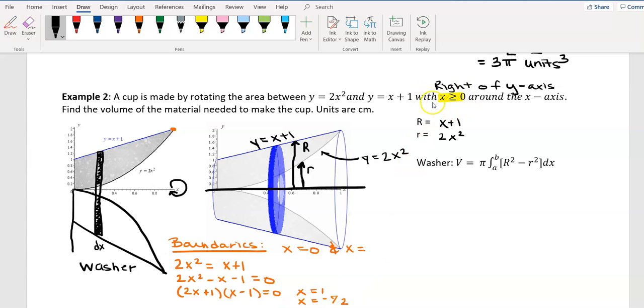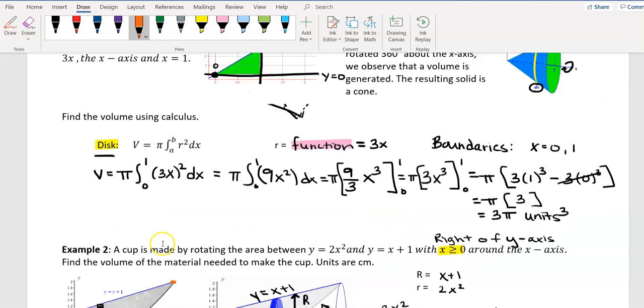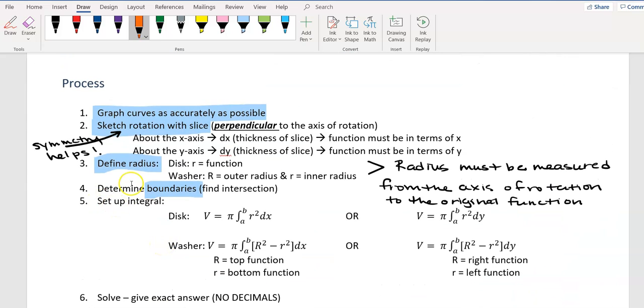Now, when x is equal to negative 1/2, that would not apply to this situation due to this restriction in our beginning information. x had to be greater than or equal to 0. So we know not to use that particular option because it doesn't adhere to this statement. So our upper bound is going to be x equals 1. So our two bounds are going to be 0 and 1. Now, we have found the boundaries, so let's figure out what the next step is. So we are now on step 5, which is to set up the integral.